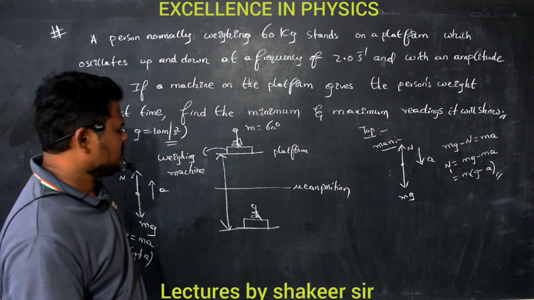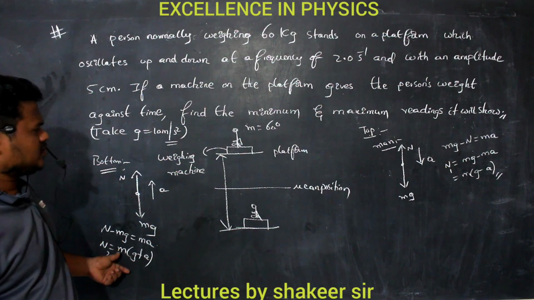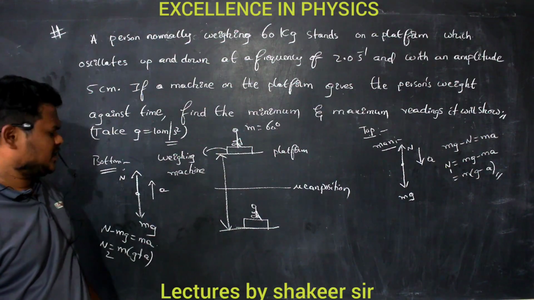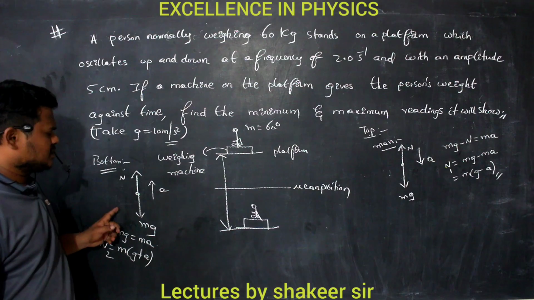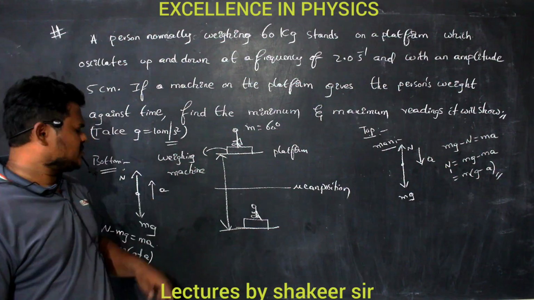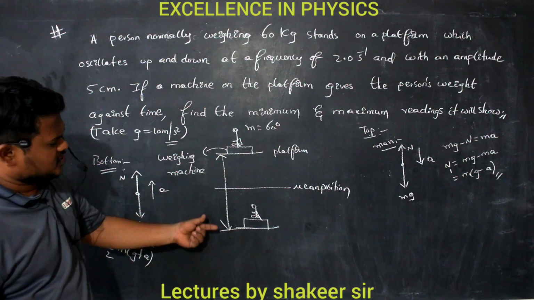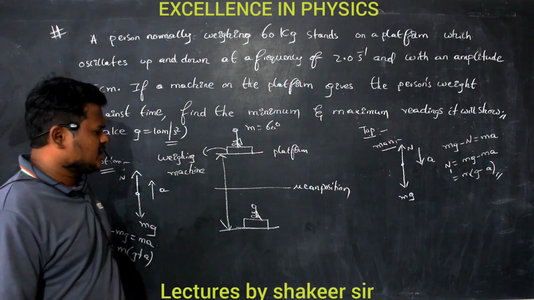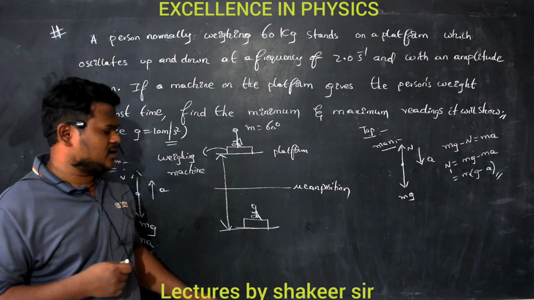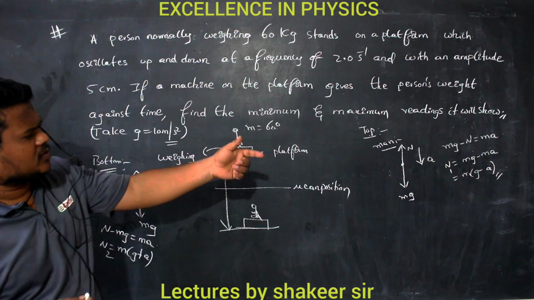Therefore, if this is N1 and this is N2, definitely I can say N2 is greater than N1. So the normal reaction experienced by this weighing machine is maximum only at the bottommost position. At the bottommost position, definitely I can say the weighing machine will show the greater reading. Clear?